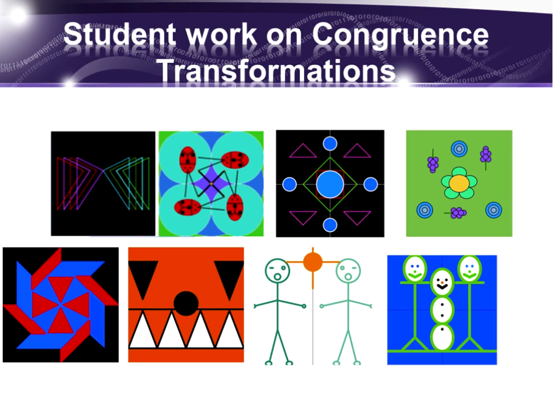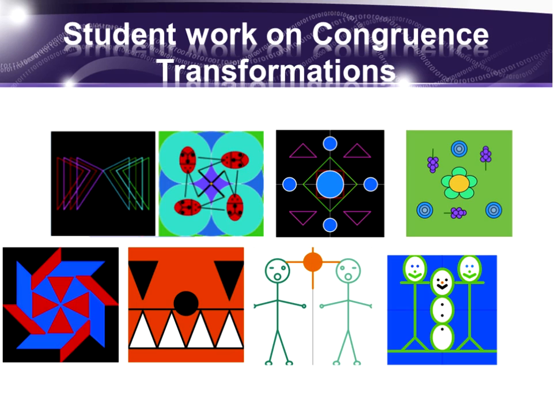And again, the product was only part of this. They had to write me a good explanation of how they knew that those congruence transformations worked. I rotated this 90 degrees, and this is how I know it's rotated 90 degrees. I reflected this across the y-axis, and this is how I know it's reflected. So yeah, I've never programmed a tessellation before, but I can imagine how it would be done.